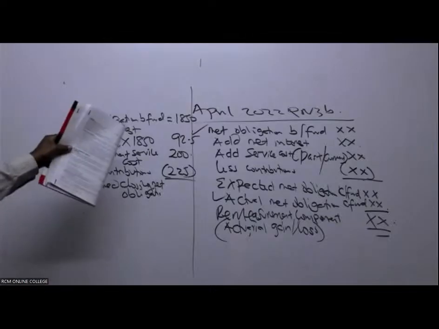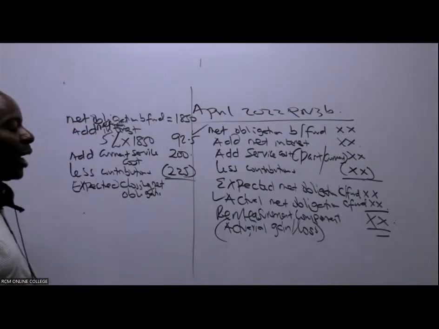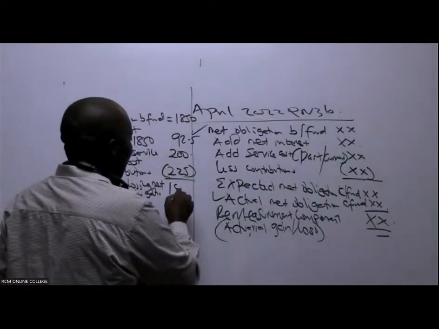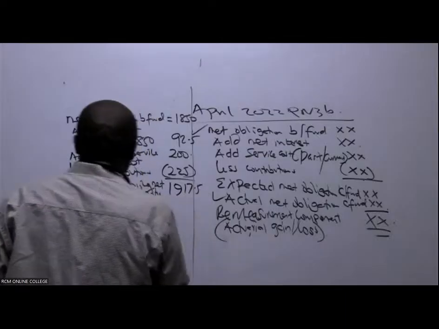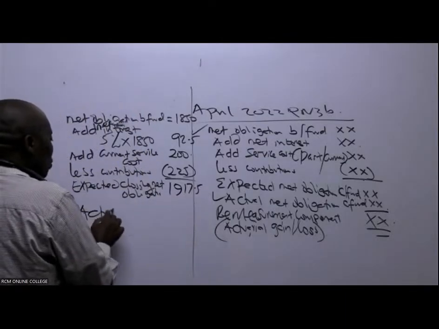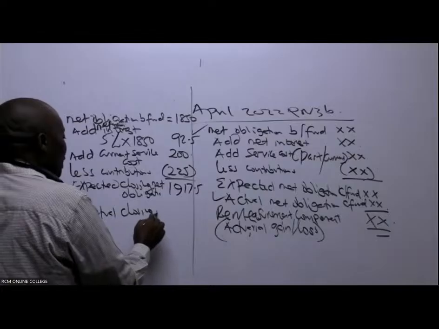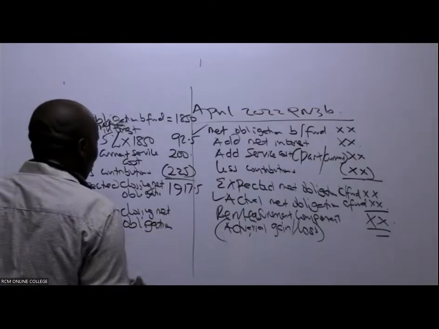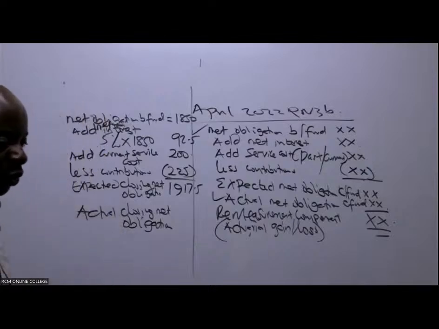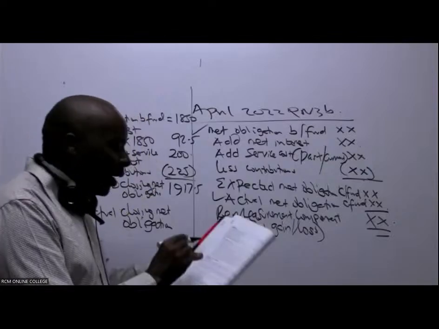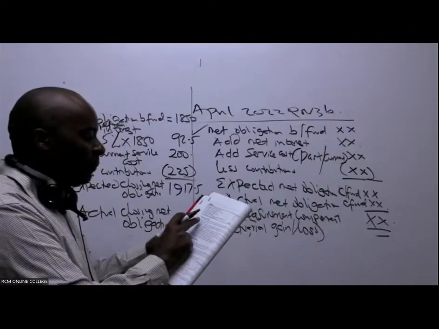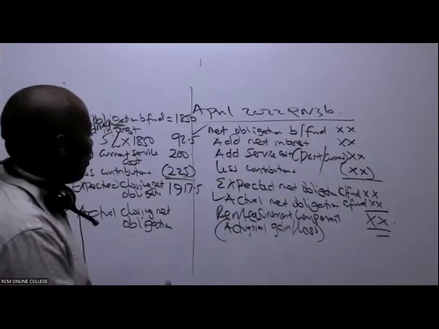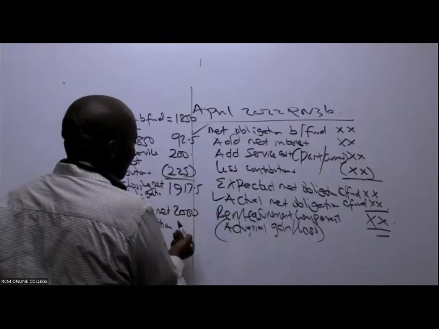So you take 1850 plus 92.5 plus 200 minus 225. So somebody is giving me 1917.5. Thank you very much. And what is the actual closing net obligation? The actual, the one that we ticked there. It's given there. At 31st December 2021, it is 2,000. So is there any difference?